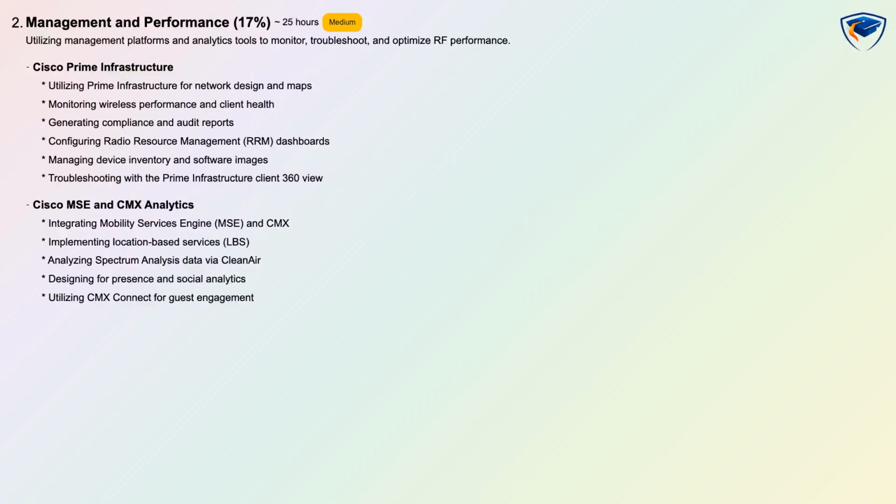Management and performance carries 17% of the exam, is rated medium, and is estimated at 25 hours with hands-on and conceptual assessments. You will learn to utilize Cisco Prime infrastructure for design maps, monitoring wireless performance, client health and RRM dashboards while generating compliance and audit reports.